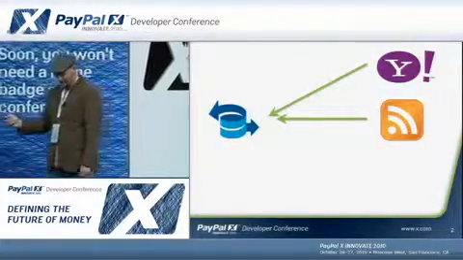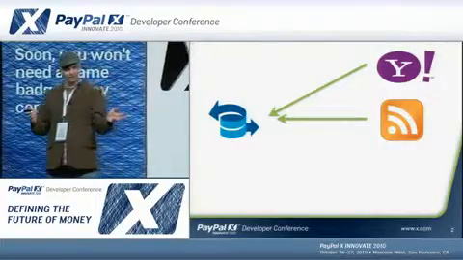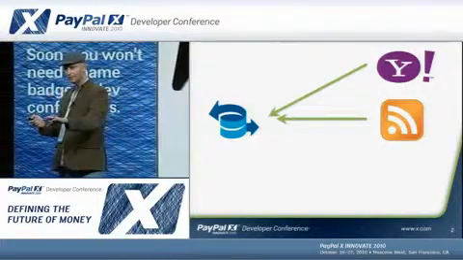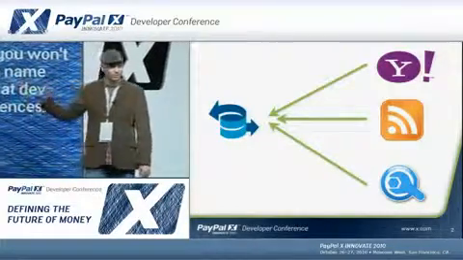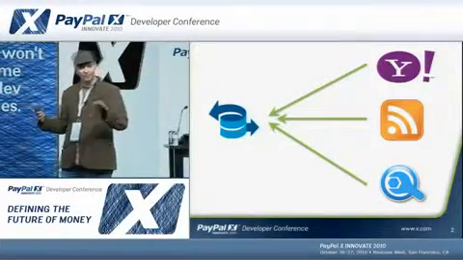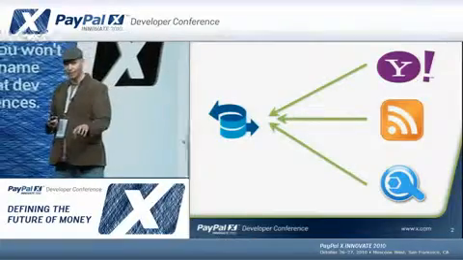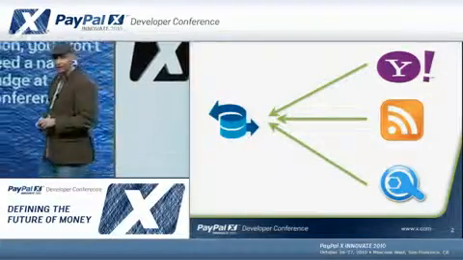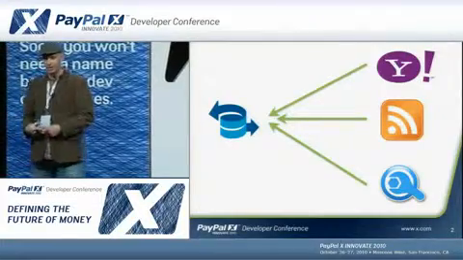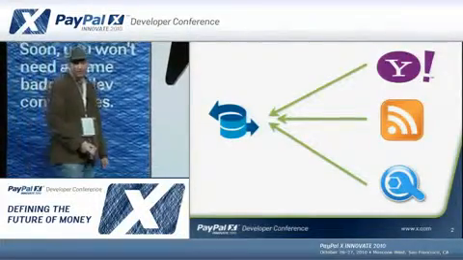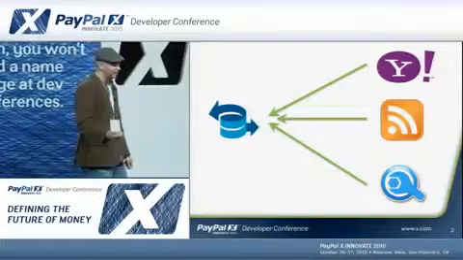On top of that, they wanted to open up the system even further. What they did was they allowed YQL to wrap any sort of API or data source. We have a community repository on GitHub where people can contribute back what we call open data tables. These are wrappers around APIs or data sources that people can use to get data.